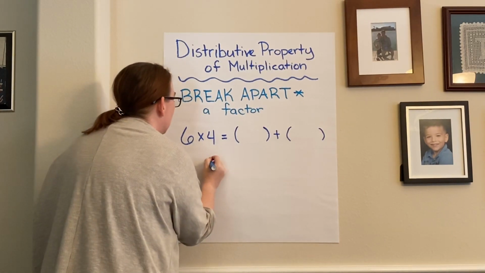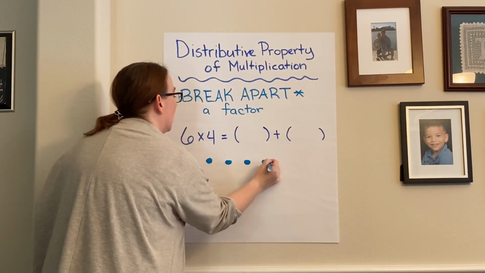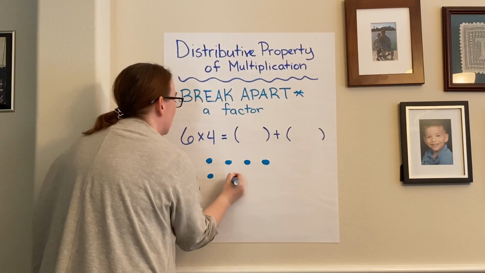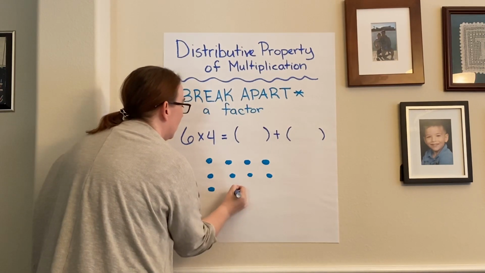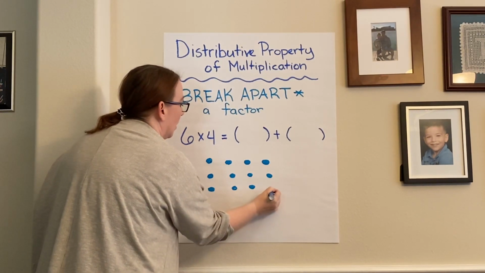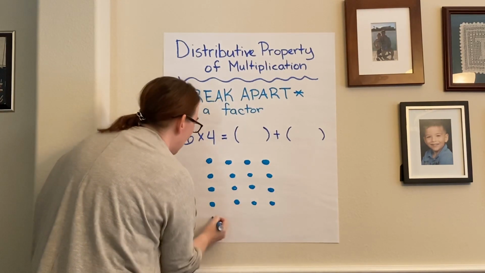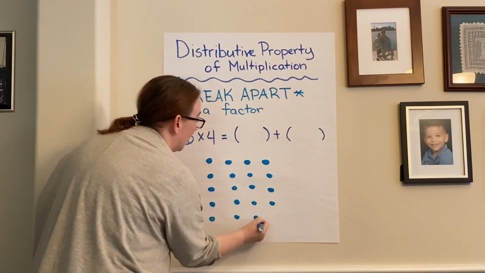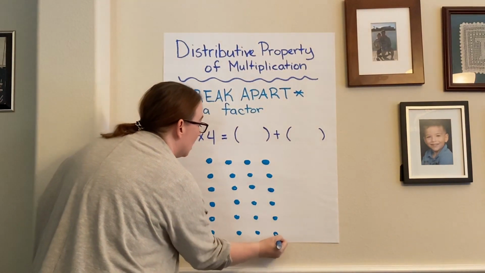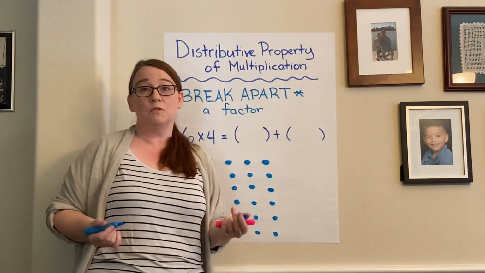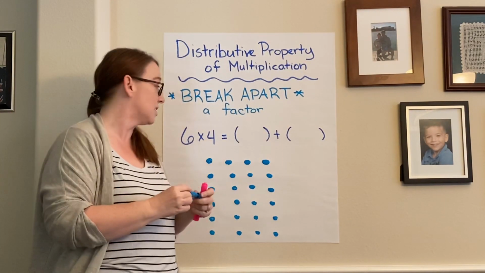I'm going to make my first row of 4, my second row of 4, my third row of 4, my fourth row of 4, my fifth row of 4, and finally my 6th row of 4. So I made my array for 6 times 4. Now I could just go ahead and count them all and get my answer. That's one way I could solve 6 times 4.